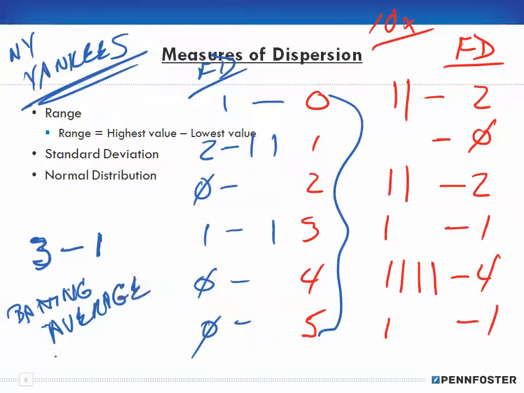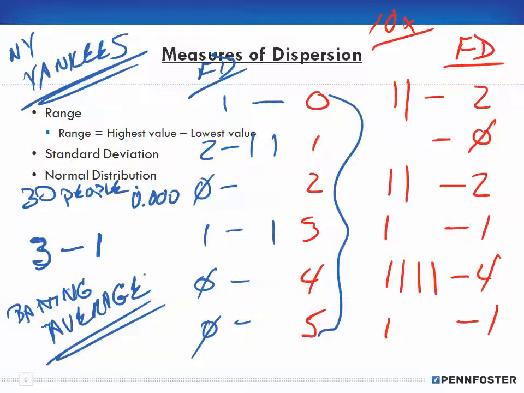Now, I'm making this up. I don't know the batting averages. If you asked, I'd be hard pressed to give you the name of somebody on the Yankees because I don't follow baseball. But let's say there are 30 people on the roster, and all 30 people have batting averages ranging from 0.000 to whatever the high end is. Let's just say 0.400. Somebody bats 0.400.